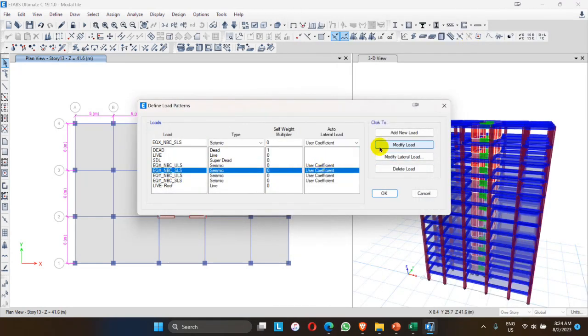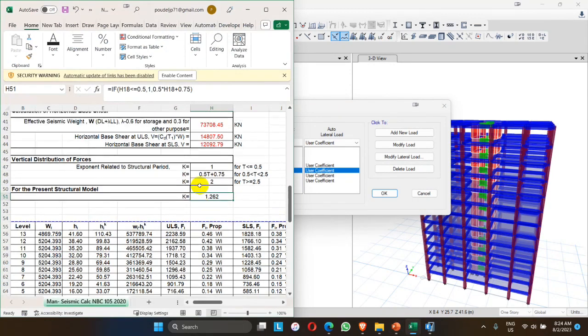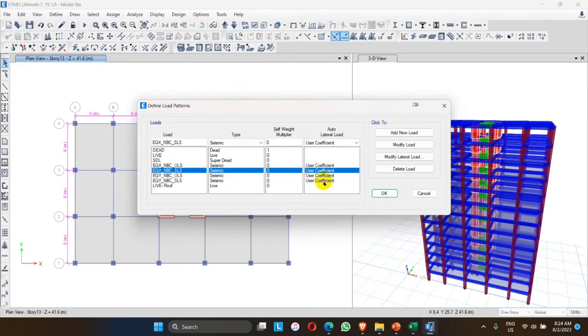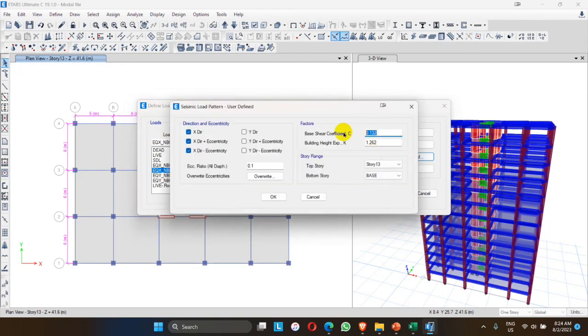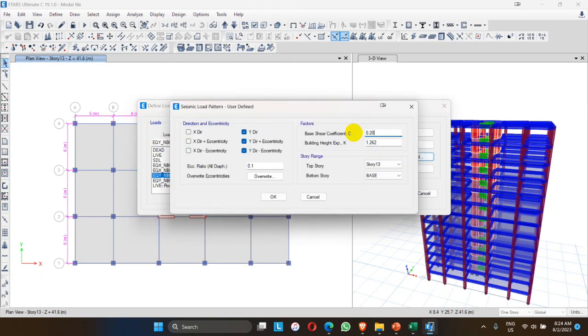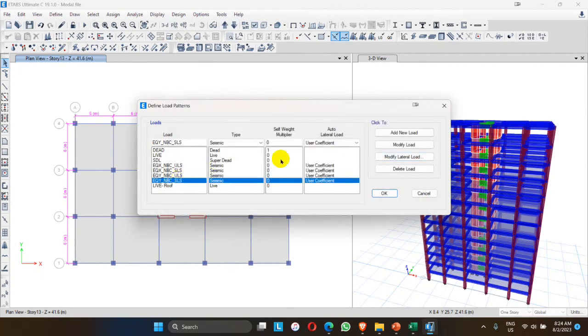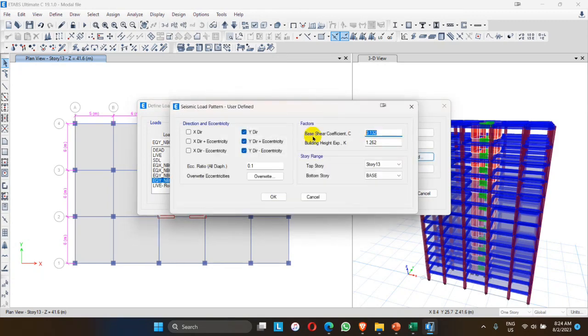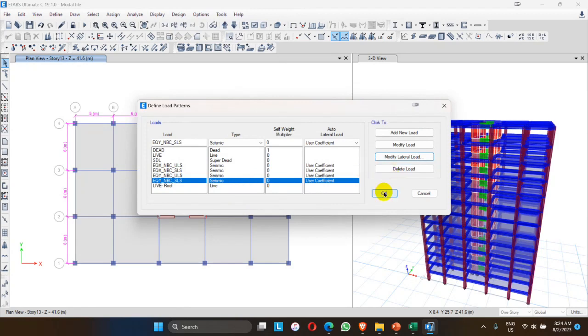Again, I choose 0.164. Okay, then for y-axis also same value 0.201 for ultimate limit state and serviceability limit state is 0.164. The story top is 13 and bottom story is base, and the eccentricity ratio for all diaphragm is 0.1. So let me click OK.